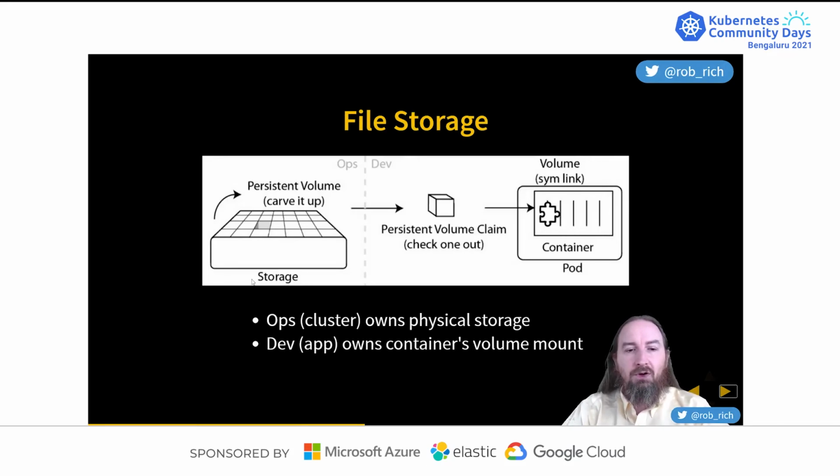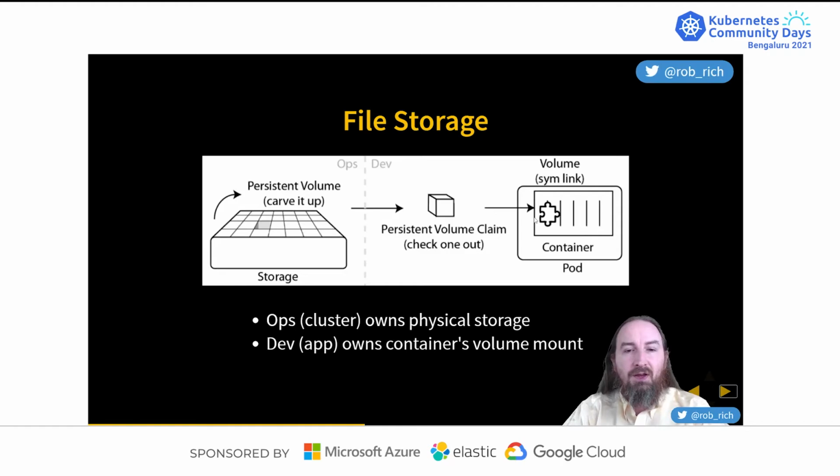Let's create storage. This is the actual drive that we're using. Now let's carve it up into pieces. We'll call each of these pieces a persistent volume. Now let's grab one of these persistent volume pieces. We will claim it, and we will use that persistent volume claim in our container. Storage, persistent volume claim, container.